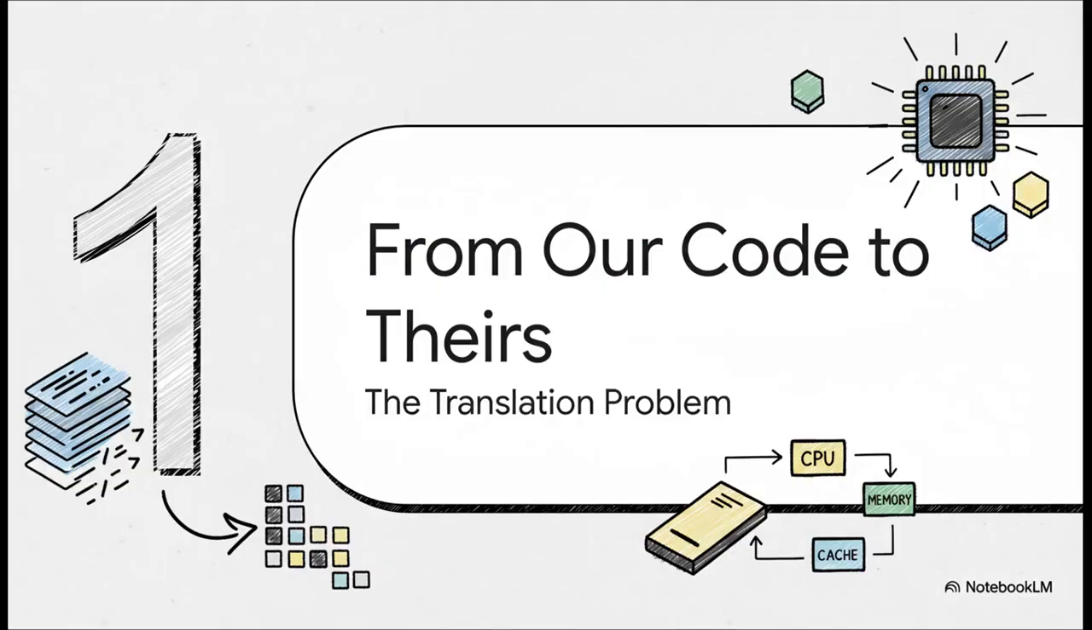Okay, so the very first step on this whole journey is translation. You see, the code that we write in languages like C++ or Python or Java, well, it's designed for us, for human brains to read and understand. But the computer's brain, the CPU, it speaks a completely different, much more basic language. And that creates our first big hurdle, the translation problem.